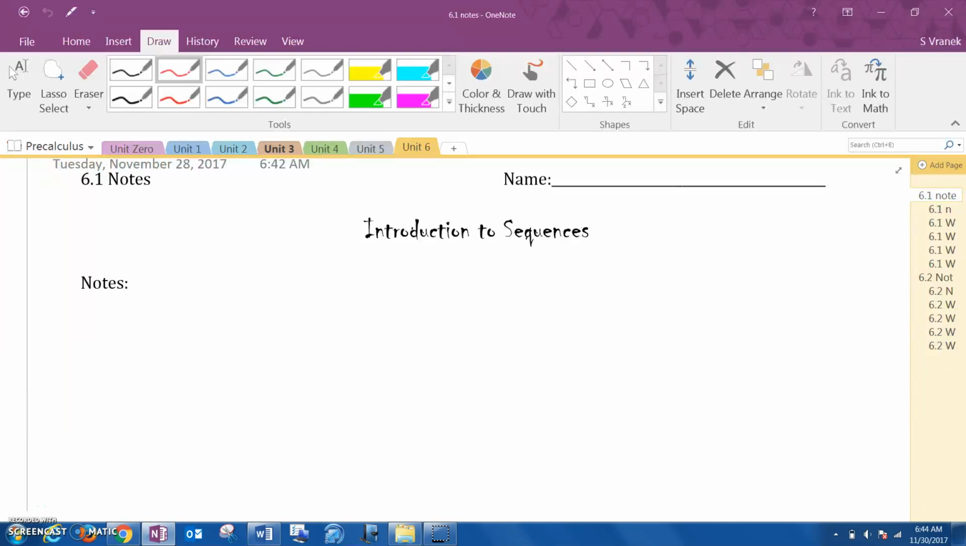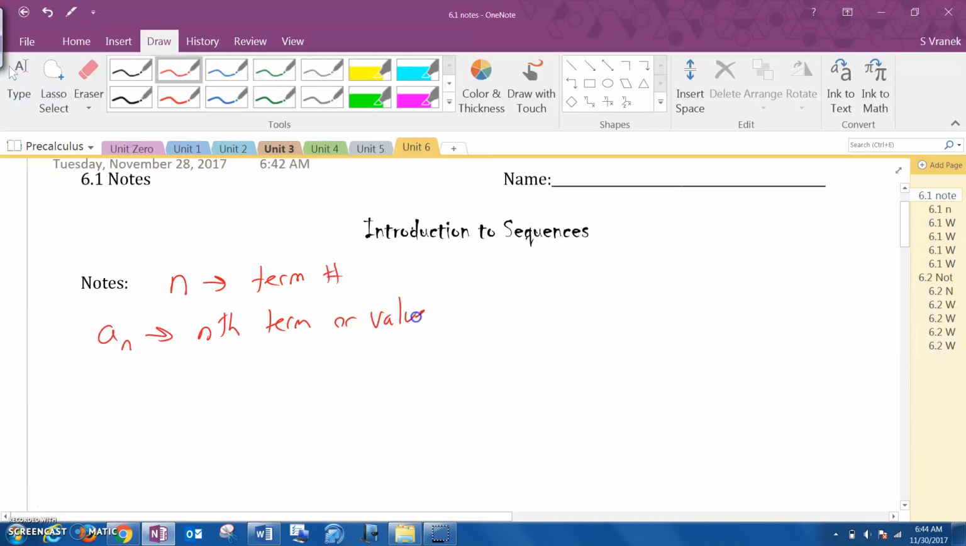So the first thing we need to do is talk about a sequence. Basically a sequence is a list of numbers. During sequences we have a few terms that we use. We use the letter N to signify the term number. So for example, if N is 5, that means the 5th term, and I'll tell you that in a second. And then A sub N is the nth term, or the value of that term.